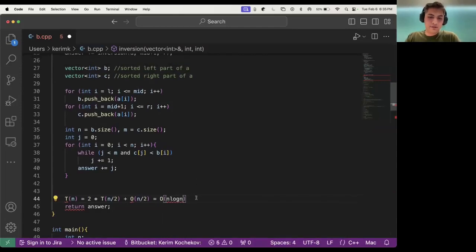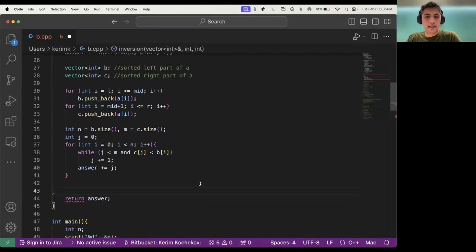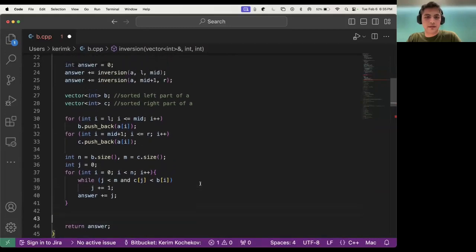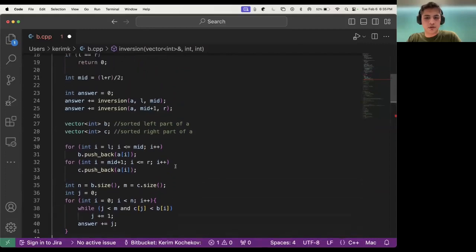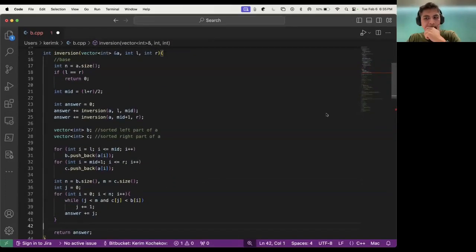But we forgot one part here. Can any of you detect that? Like what part might be missing in this portion of code? Is there anyone? So we just assume that both the left and right parts come in a sorted order. However, we haven't changed anything on array A, so it might not be sorted at all.